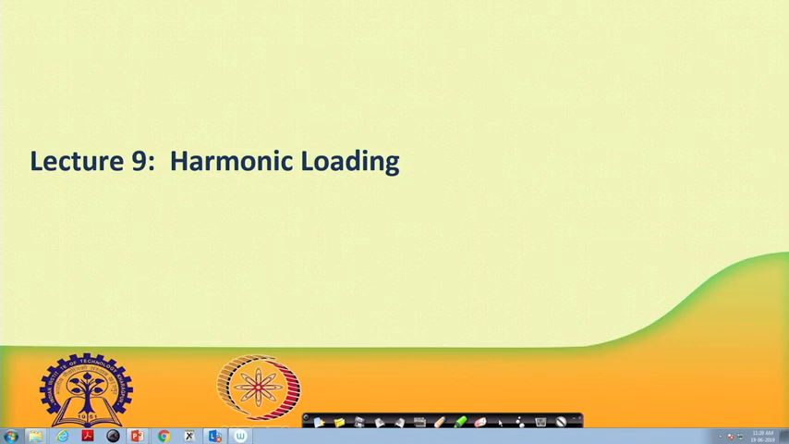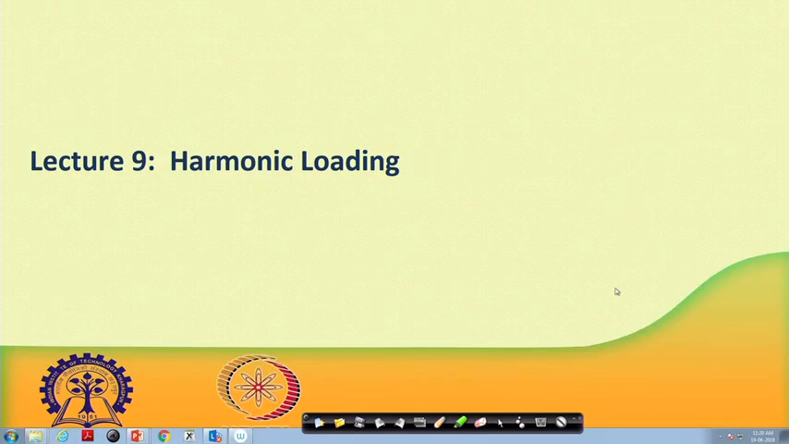So, let us again talk about certain more examples of harmonic loading. In this lecture as well, we will talk about certain corollaries of harmonic loading and also solve certain numerical examples to clarify the concepts of harmonic loading that we have learnt. In this lecture, we will complete harmonic loading and then move into the next one.